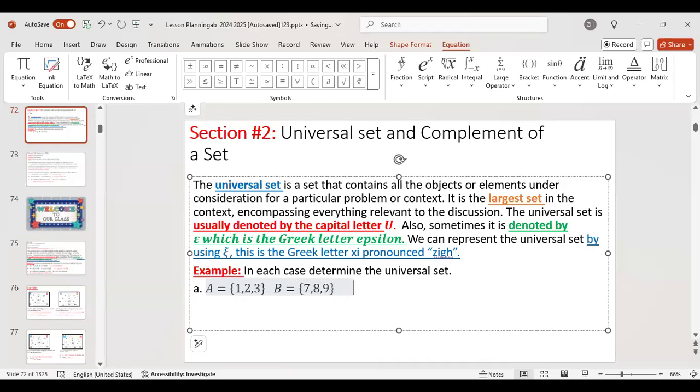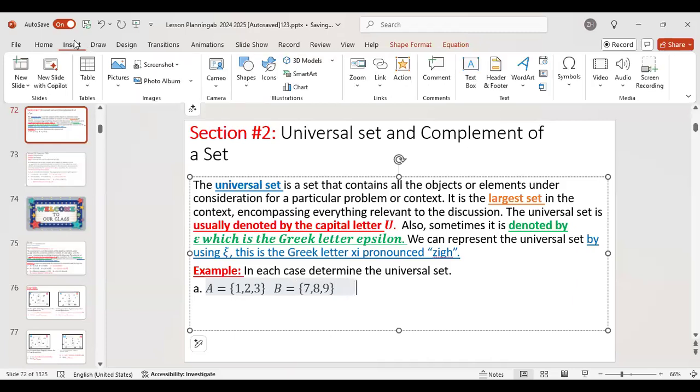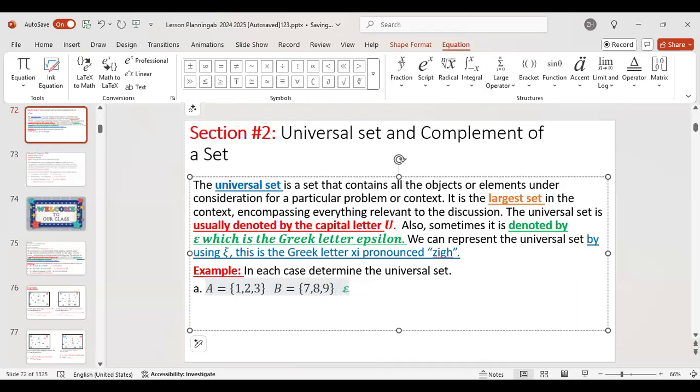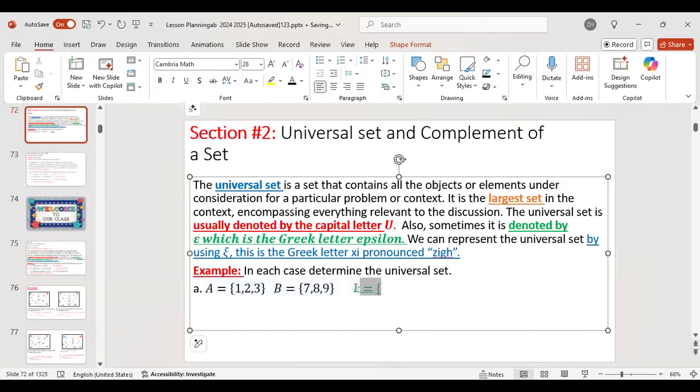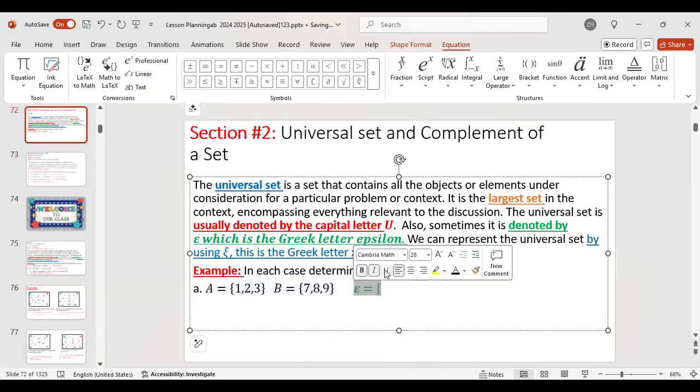What's going to be the universal set? We said the universal set has everything inside of it. So let's go back to our Greek letter epsilon. We're going to use epsilon because it's easier to write, not because of anything else. We could use any of the three, but I like to use epsilon because it's easier to write. So what's going to be in our universal set?